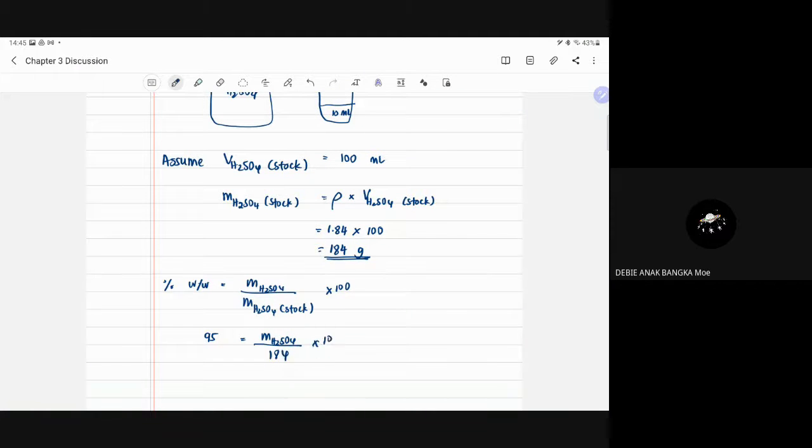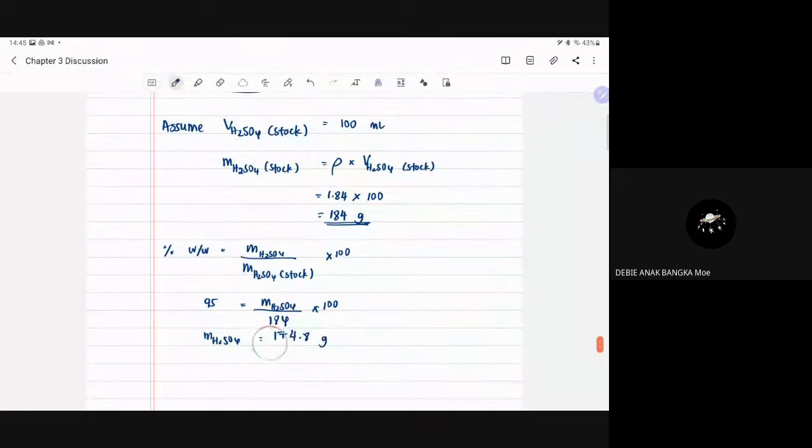Mass of H2SO4 bahagikan mass of H2SO4 stock adalah yang ini. 184 darab 100. Jadi kita akan dapat mass of H2SO4 sahaja. Ini adalah mass of molecule tau. Mass of molecule H2SO4 tu. Jadi kita akan dapat 0.95 darab 184. Kita akan dapat 174.8 gram. Okay. Now apabila kita dah dapat mass of sulfuric acid, okay, kita boleh cari number of mole of sulfuric acid.